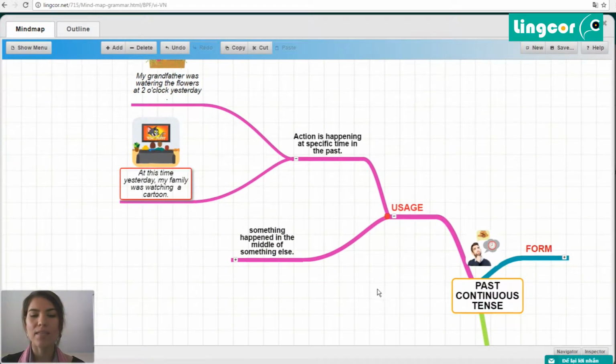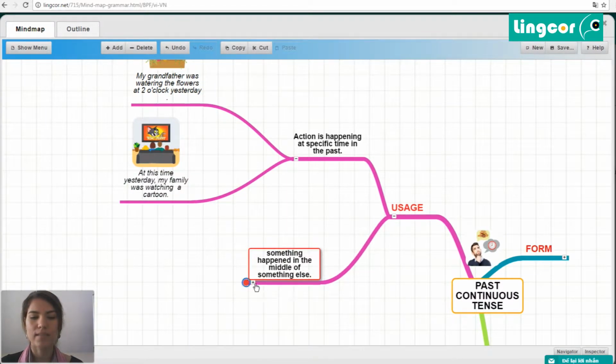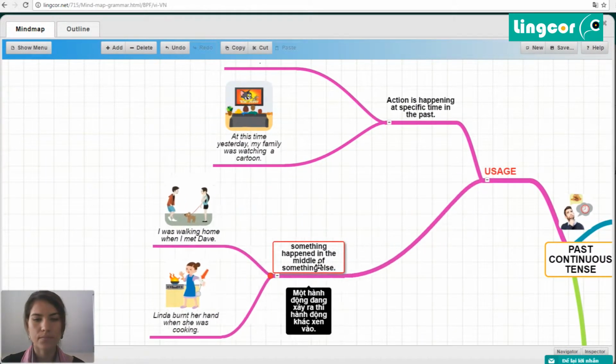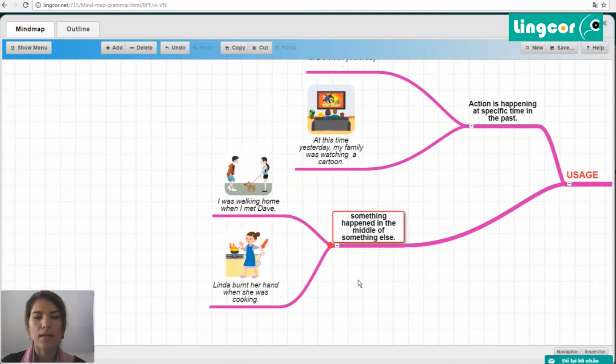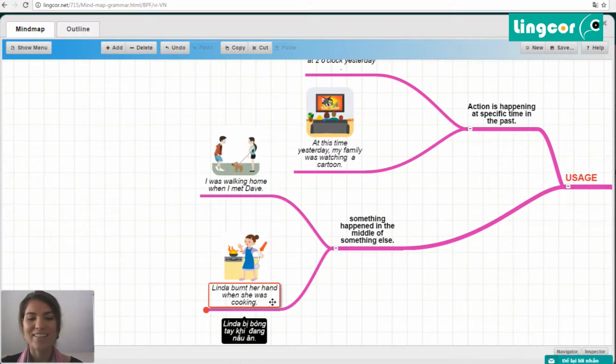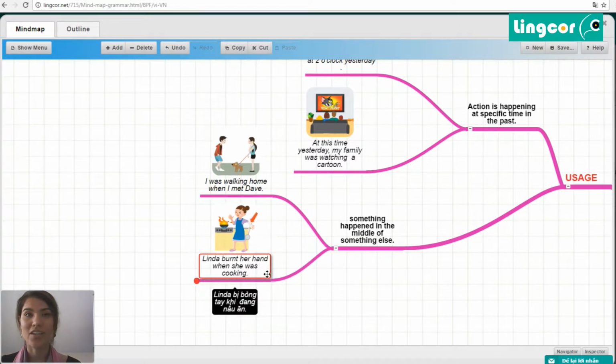Next, we have something happen in the middle of something else. For example, I was walking home when I met Dave, and Linda burnt her hand when she was cooking.